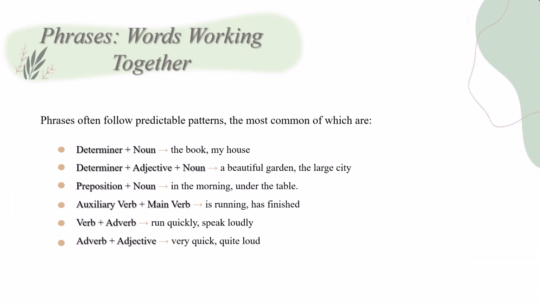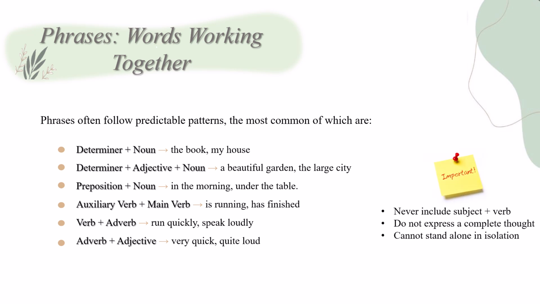Next up, we move on to phrases. And as we mentioned earlier, these are groups of words that work together as a single unit within a sentence. But here's the most important thing that you need to remember about phrases. They never include subject and verb combinations, and they don't express a complete thought. So as a result, they can never stand alone as full sentences.